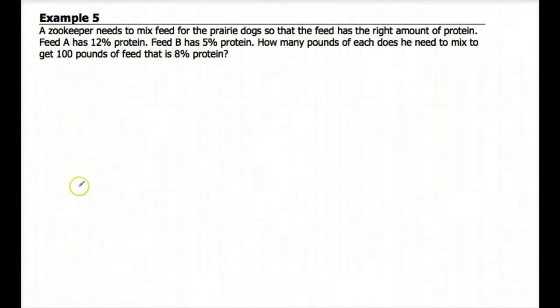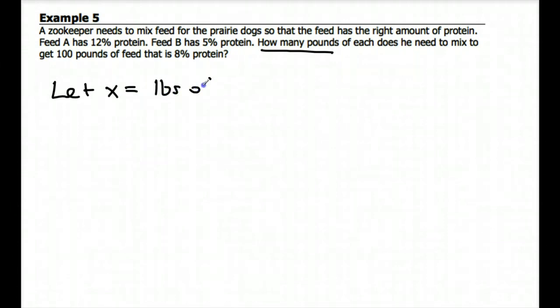And so for a mixture problem, for your let statements, we want to know again how many pounds of each type he needs. So X, we can say, is our pounds of feed A. And then Y could be our pounds of feed B.